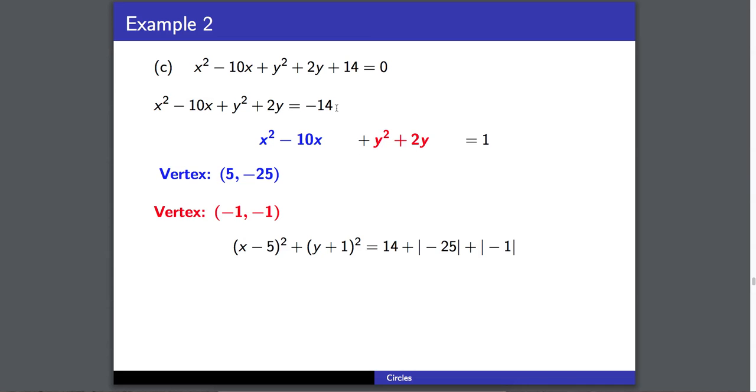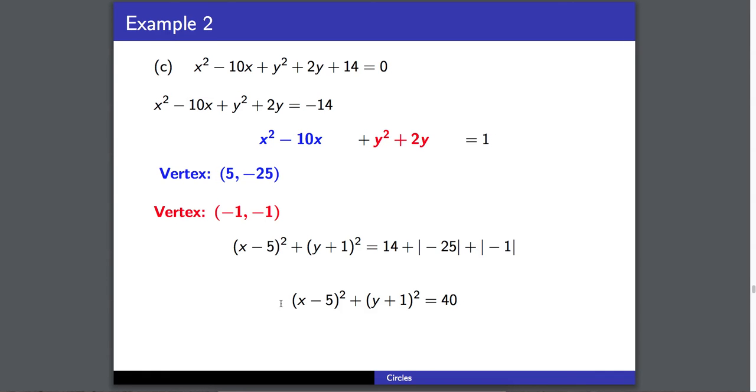equals, this should be a negative 14 over here. Okay, so this is -14 + |-25| + |-1|. So apologize for the typo here. In any event, when we do 14 + 25 + 1, we get 40.